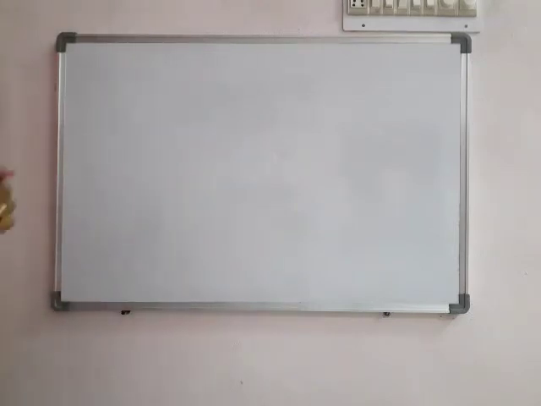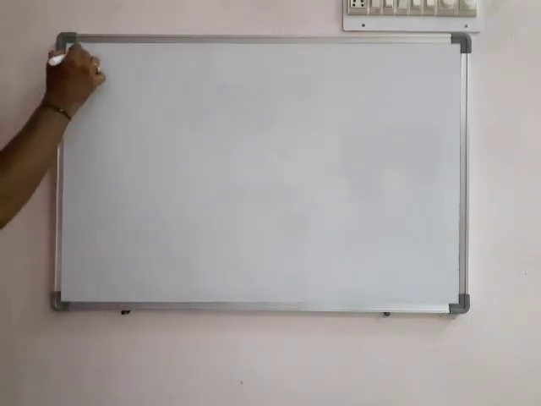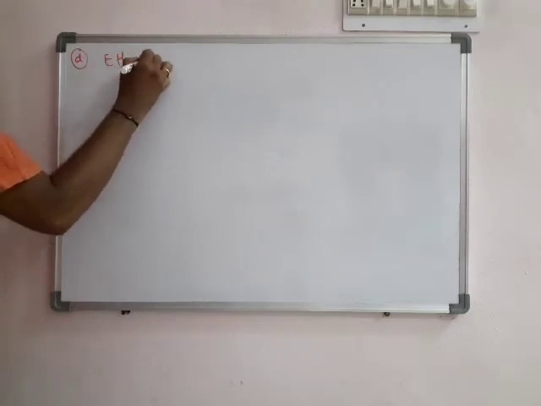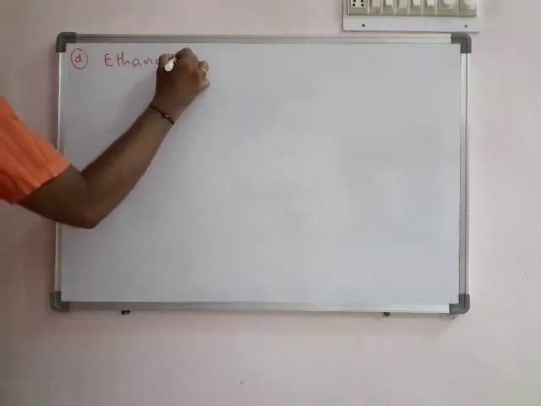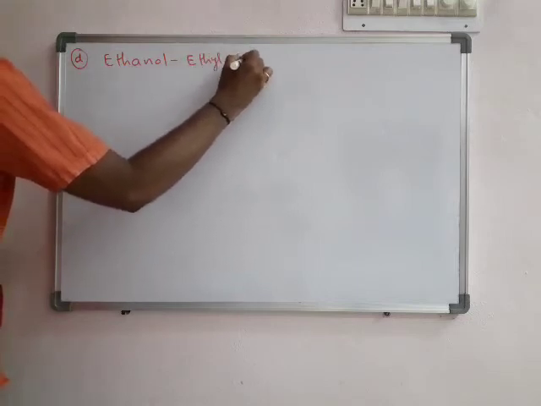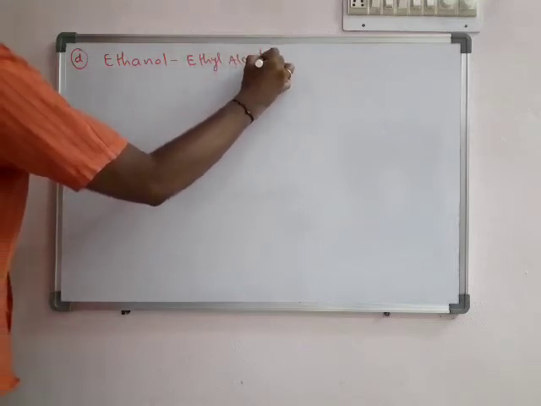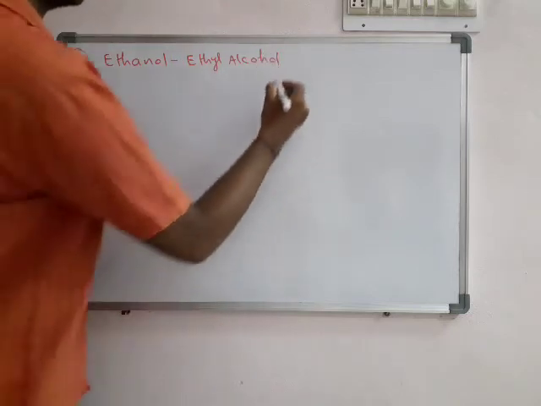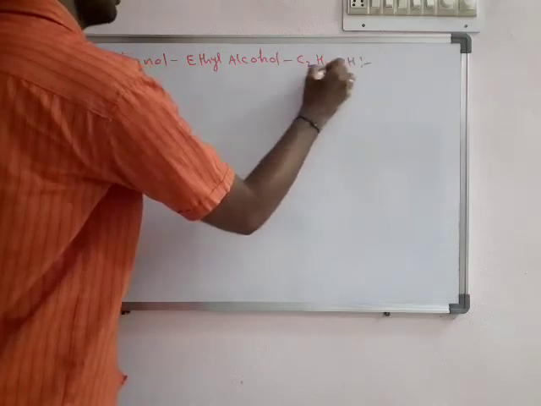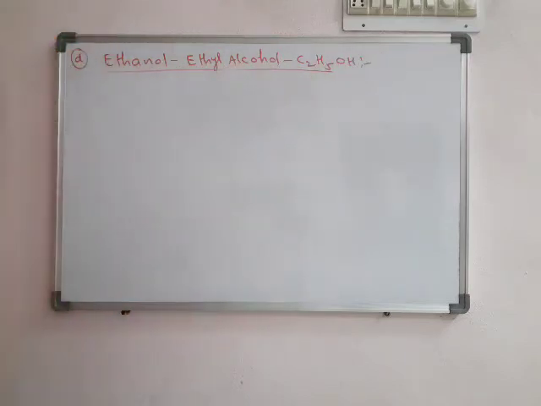So next compound is given, that is ethanol. Ethanol's common name is generally ethyl alcohol. Its formula is C2H5OH. It's a very common formula. We need to always remember this.